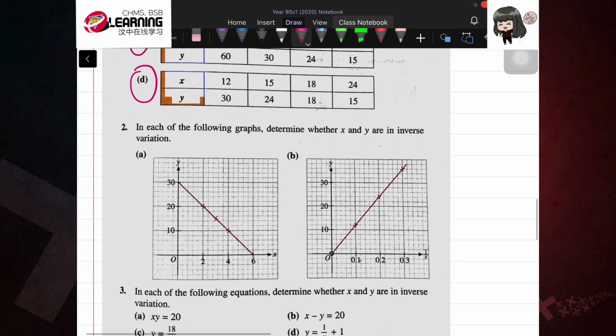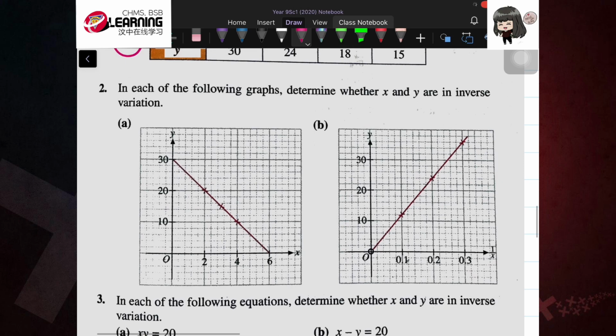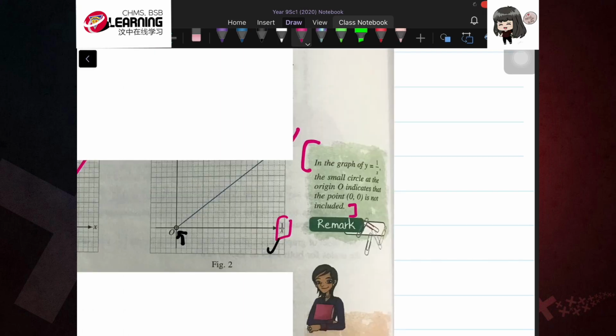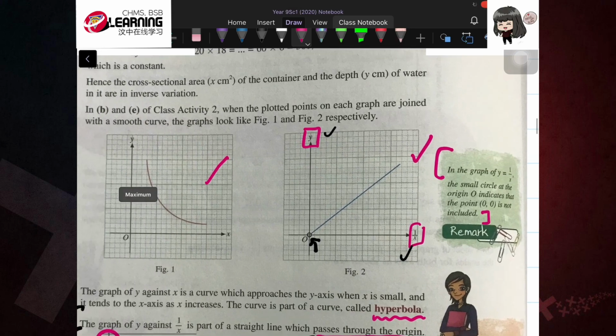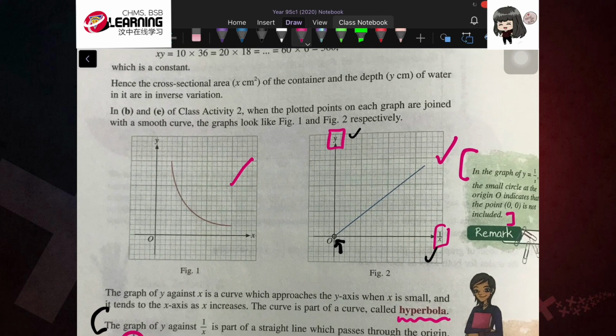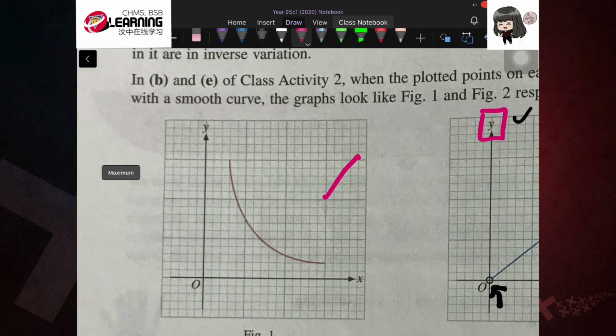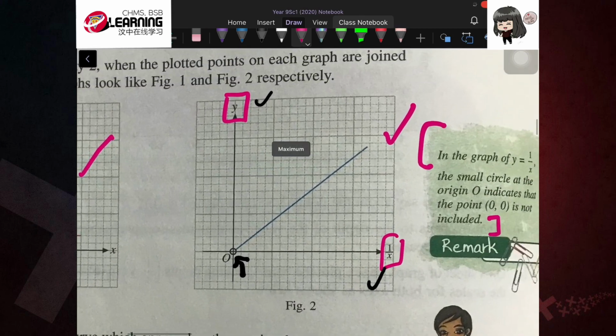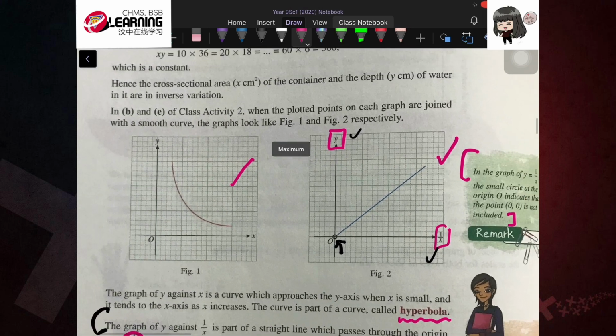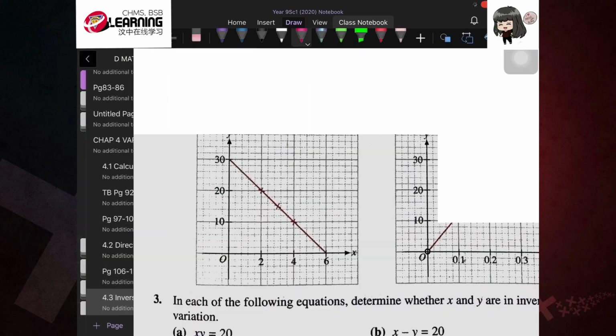Okay. Question number 2. In each of the following graphs, determine whether x and y are in inverse variation. Okay, so if we say that it's an inverse variation, we have 2 types of graph to show that it's inverse variation. If y against x, it will be a hyperbola, and if y against 1 over x, it will be a straight line. Okay, this is for inverse variation.